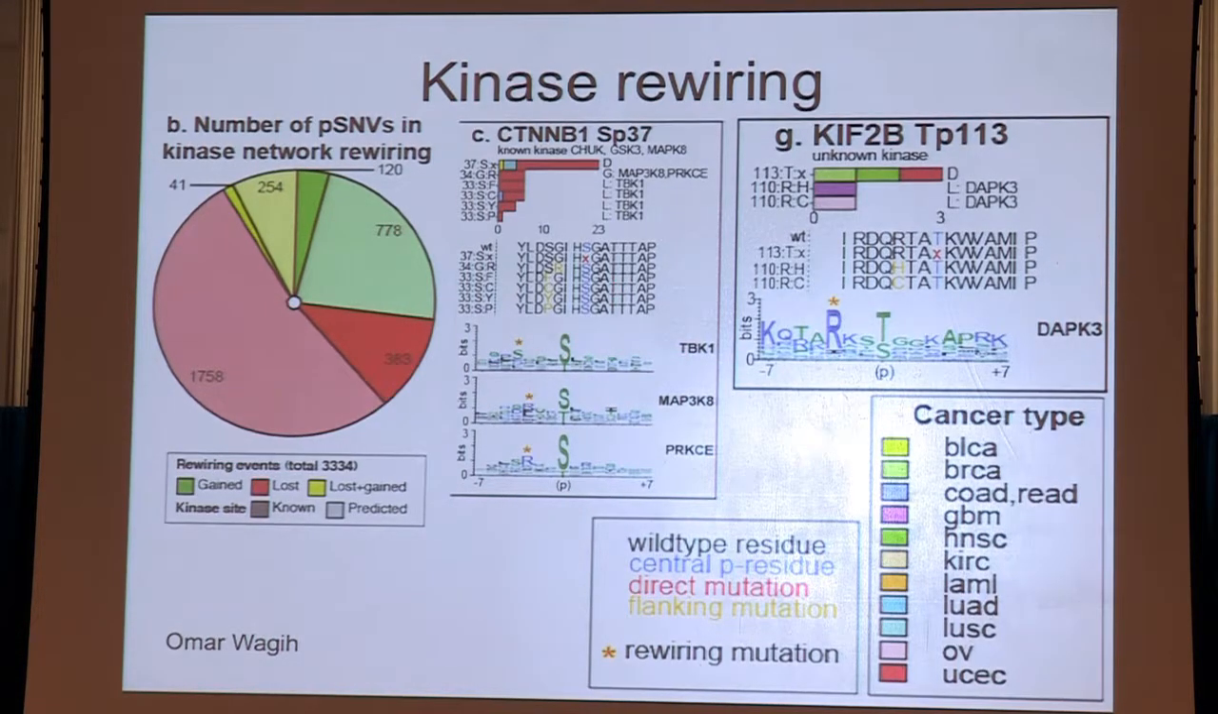So this expands the amount of hypotheses that we can make, and also the detail of the hypotheses that we can make. We might be able to predict that a particular mutation is causing a particular kinase not to be able to phosphorylate that protein, and that might be important. Or we might be able to say that a mutation causes a new site for a kinase that was never able to phosphorylate that site before, and that might be important.